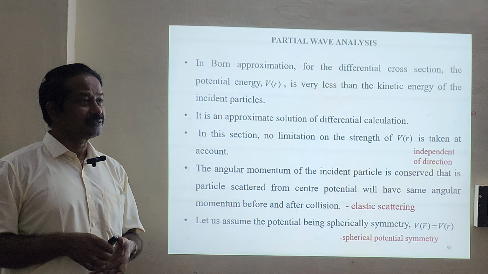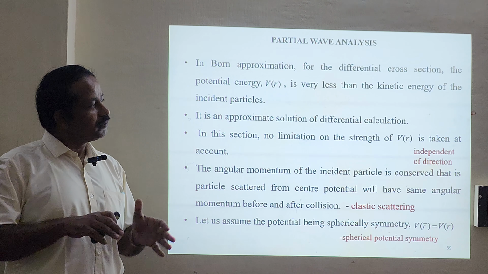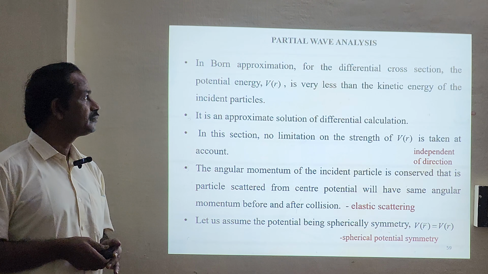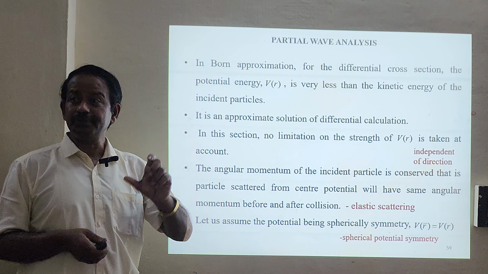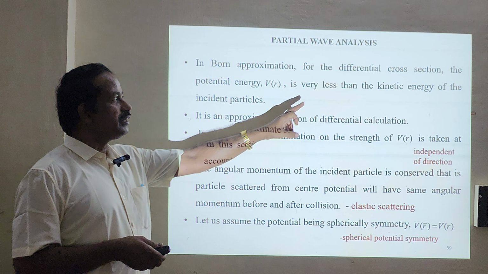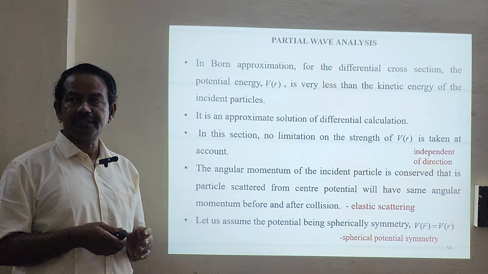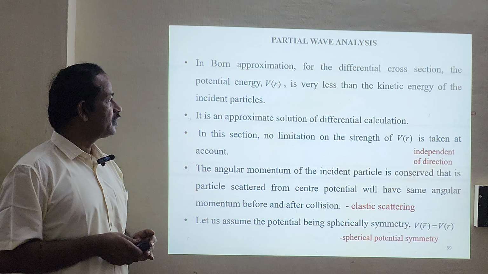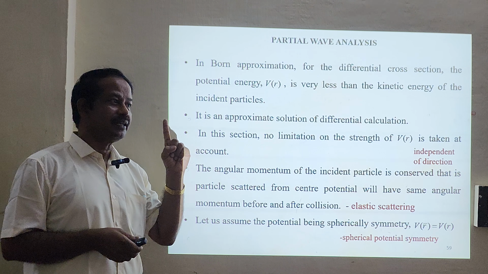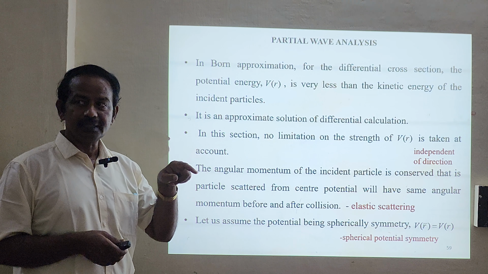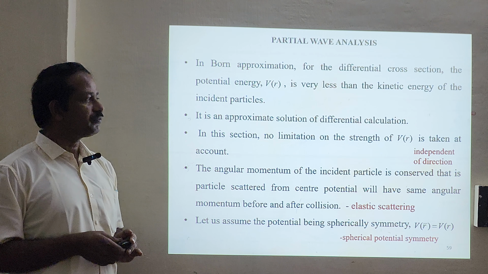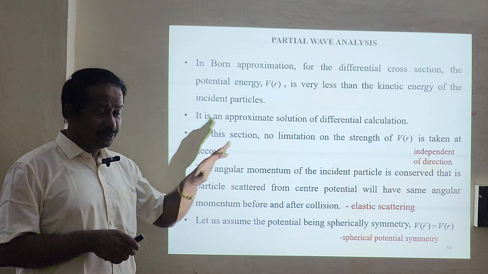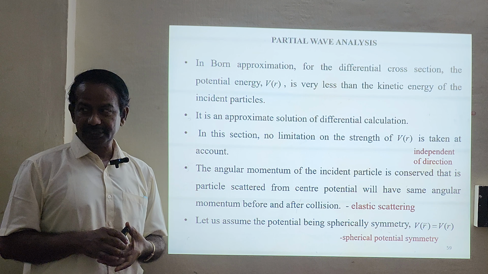It's very tedious, but it's very important, and it is full of mathematical ideas. As I said in the introduction, V of r is very weak in the Born approximation, and the kinetic energy of the incident particles will be very large. It is an approximate solution of the differential equation, because we used the Helmholtz equation, whose solution gives us the Green's function, and thereby we obtain the wave function. In this section, there will be no limitation on the strength of the potential.